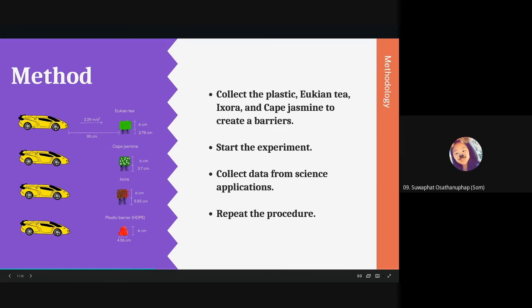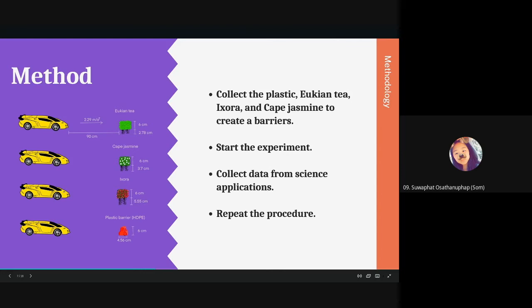We collected acceleration, speed, and action force. Next, we repeat the procedure to make sure that the test result is true. And the last step is we collect the data and make the conclusion.